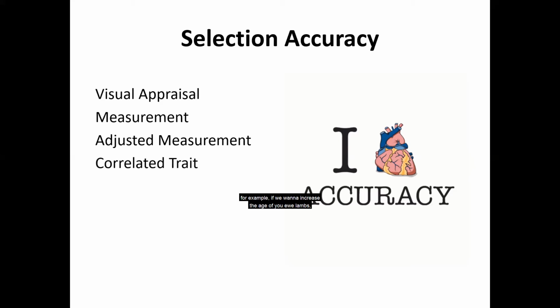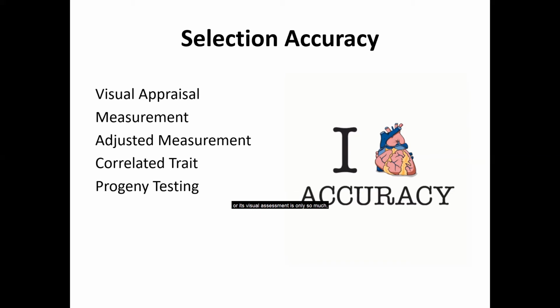Okay, we can also select for a correlated trait. And sometimes this is because of sex limitations. For example, if we want to decrease the age of ewe lambs at puberty, if we select for rams that have greater scrotal circumference, we can do that indirectly. And there are a lot of examples where sometimes it's easier to measure one trait that affects another one. And so selecting for that correlated trait allows us to make more rapid progress.